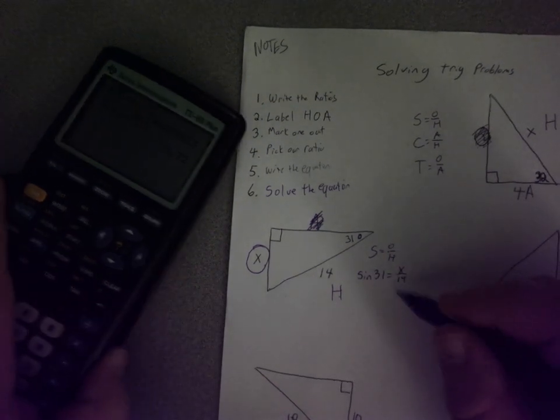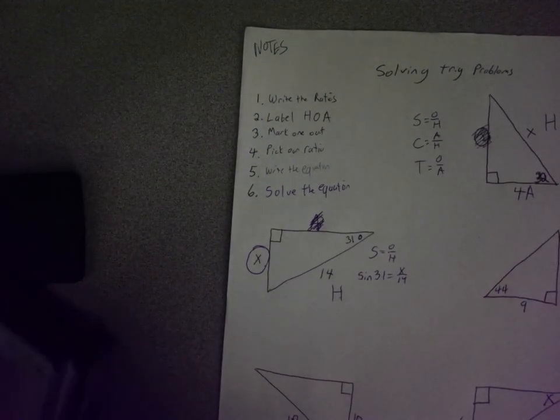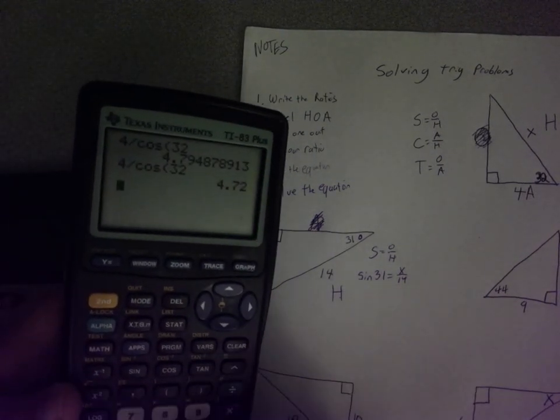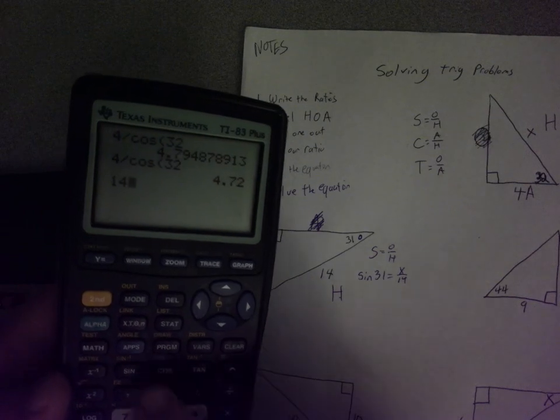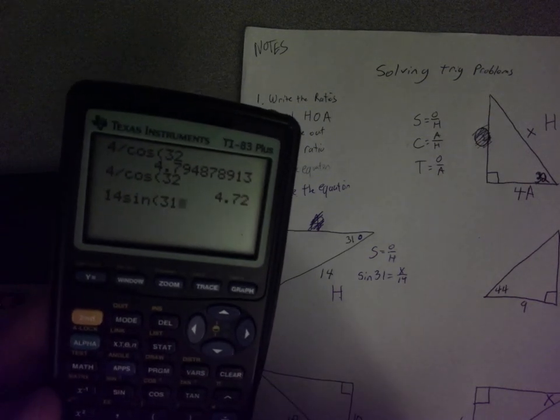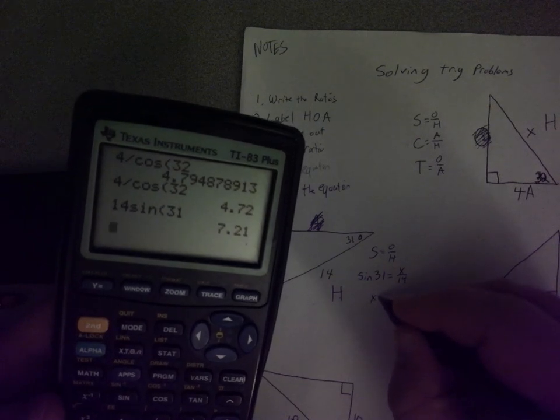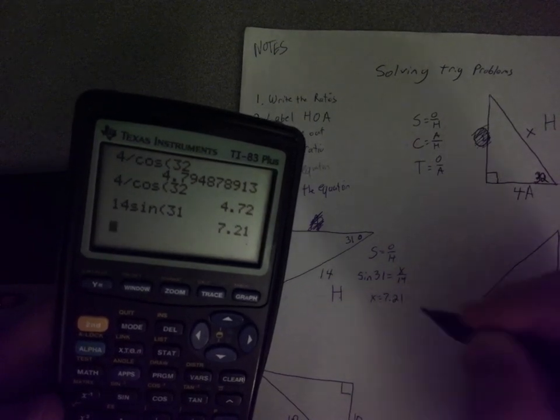Now x is on top. When we do this step 6, we solve the equation. Since x is on top, this time we're going to multiply. It's going to be 14 sine of 31. We get 7.21. X is 7.21.